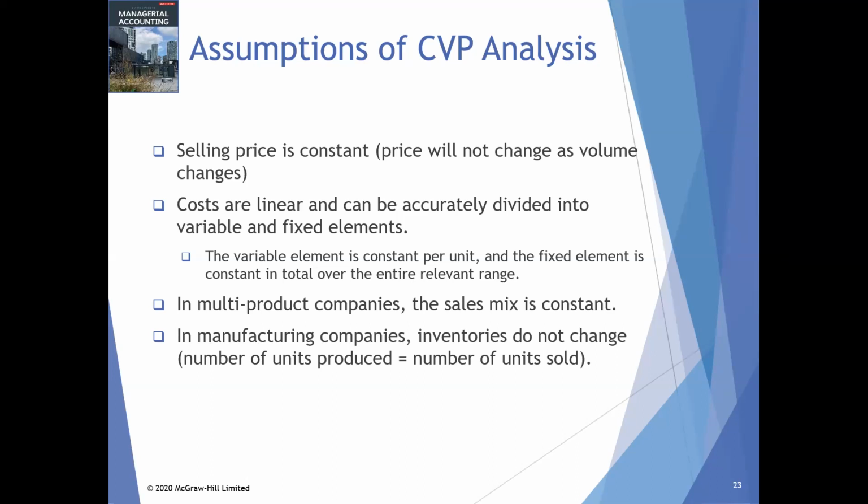So in multi-product companies, it means there is not only one product but different products, and the sales mix is constant. In a manufacturing company, inventory does not change, meaning the number of units produced is equal to the number of units sold. It means whatever production is done, all the units are sold, right? So they consider it like this in manufacturing companies.